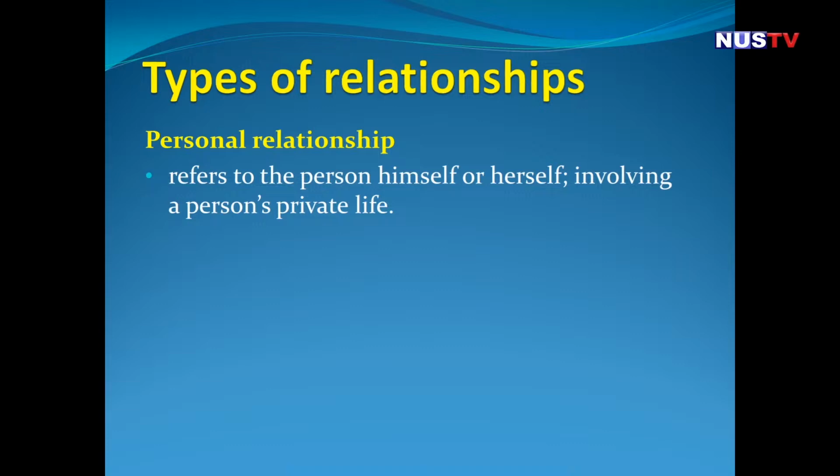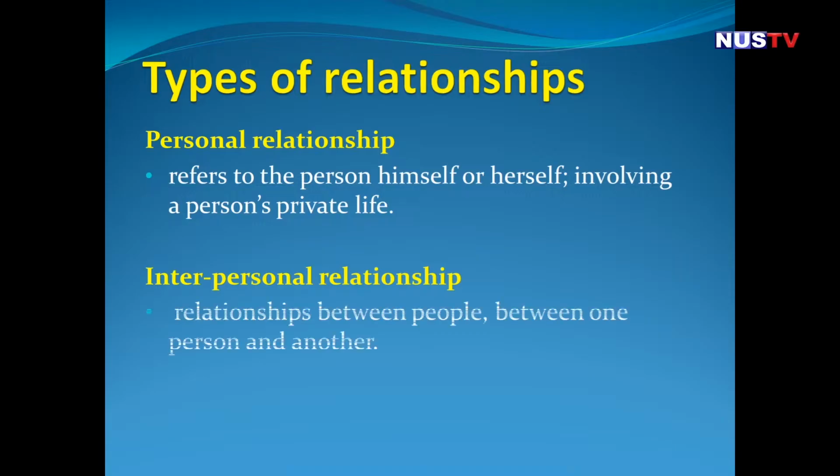The second question is, what is the second type of relationship? Very good, students. What is interpersonal relationship? Good try. Interpersonal relationship is the relationship between people or between one person and another. For example, a relationship between you and your mother, or between you and your father, your siblings, your peers, etc.